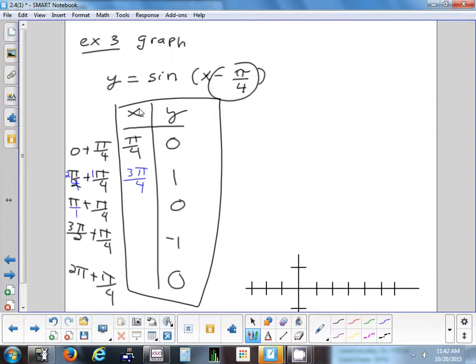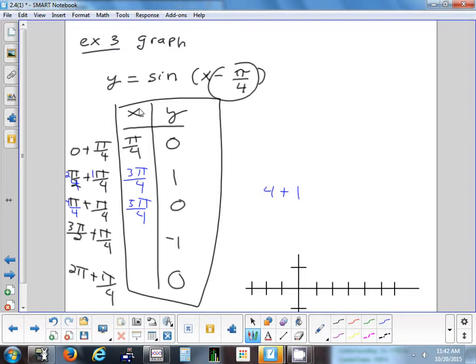Okay, Jackie, common denominator here again will be 4, so multiply top and bottom by 4. And what's 4 pi over 4 plus 1 pi over 4? 5 pi over 4.